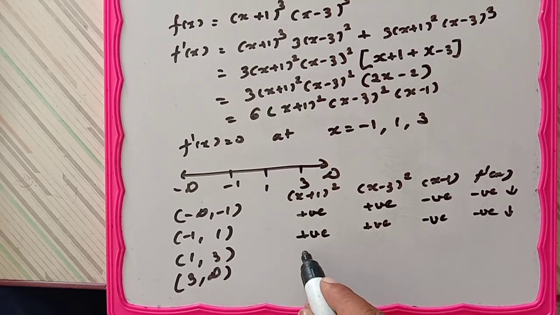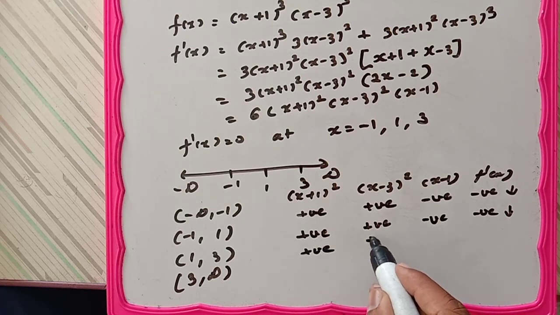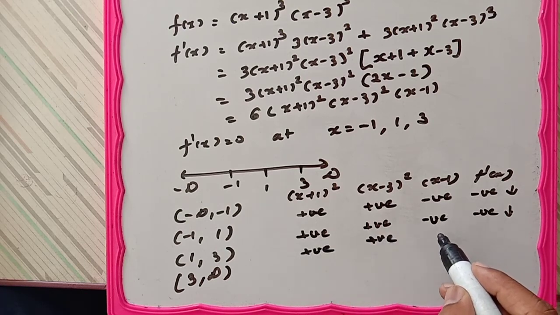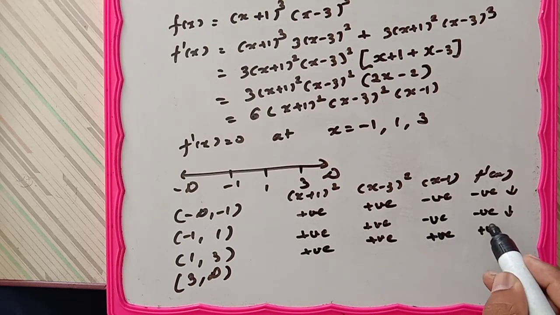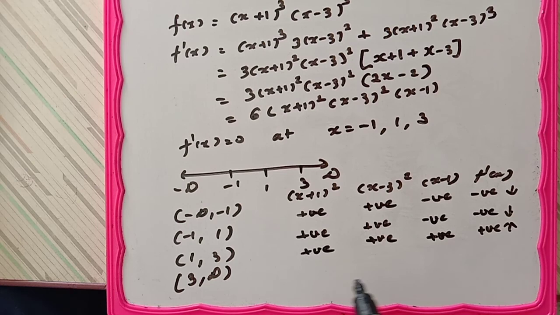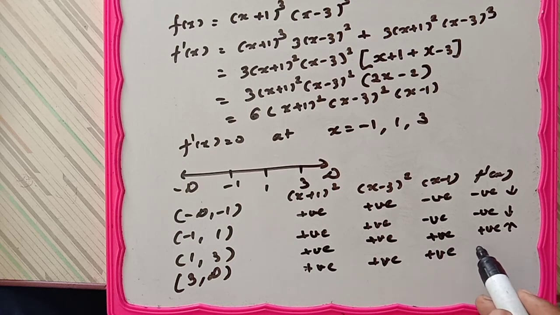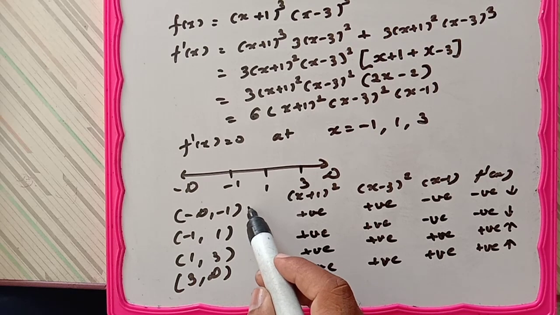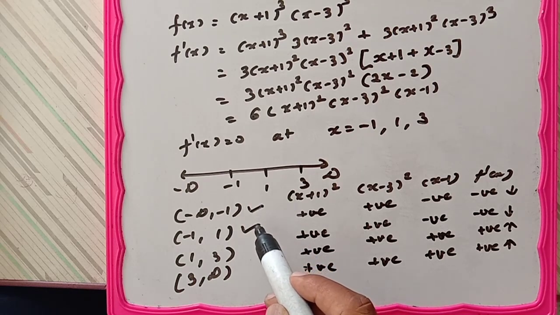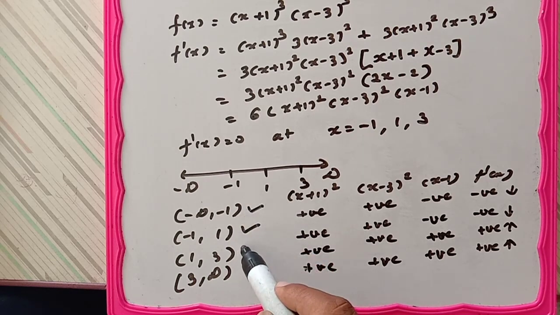Now between 1 to 3 this is positive, but here x minus 1 is positive, and so it is positive, so increasing function, while 3 to infinity all the functions are positive, and so f dash x is positive, and so it is increasing function. So we can say that minus infinity to minus 1, minus 1 to 1 it is decreasing function, 1 to 3, 3 to infinity it is increasing function.